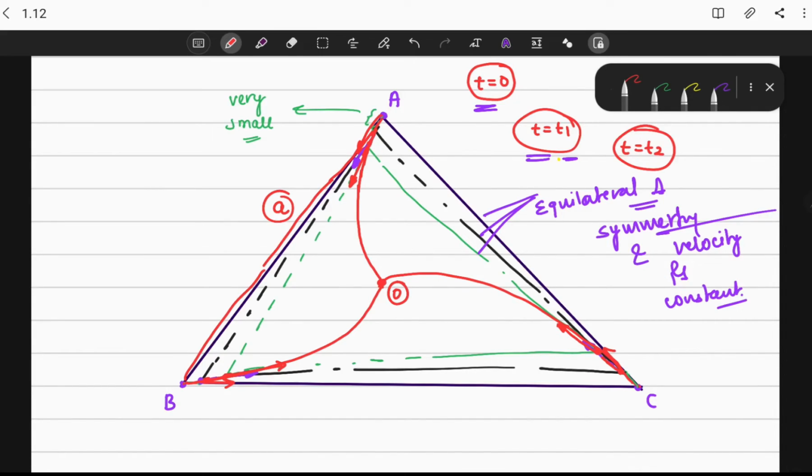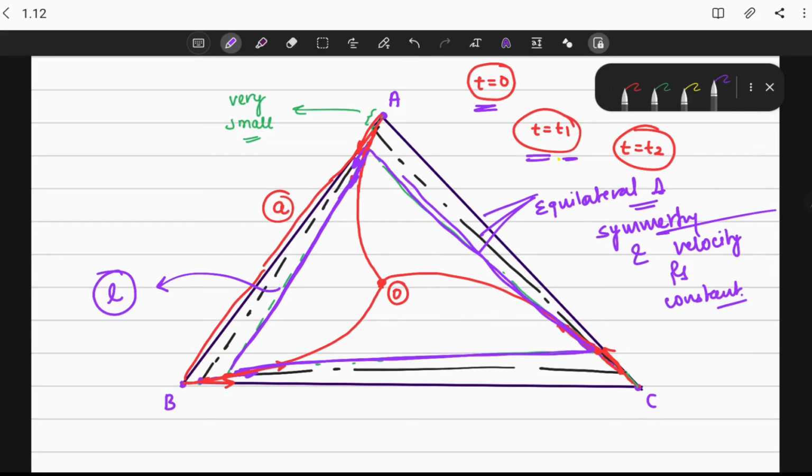Now let us consider any arbitrary triangle, this particular triangle, and let its side length be L. This length will be L, this length will be L, and this length will be L, because it is an equilateral triangle. Now we want to know at what rate this length is changing. We know that it changes from side length A to side length 0, so basically the length is reducing.